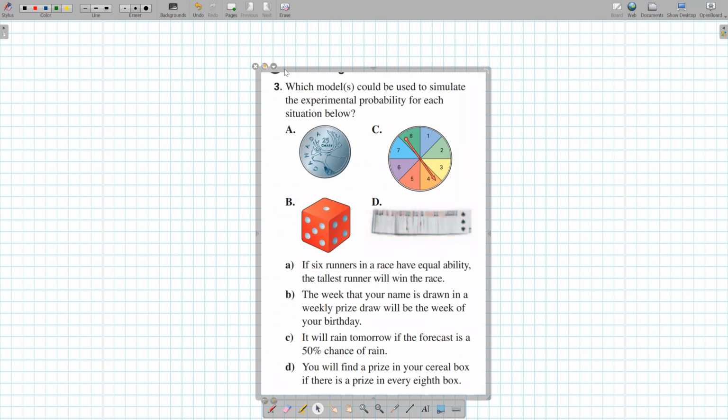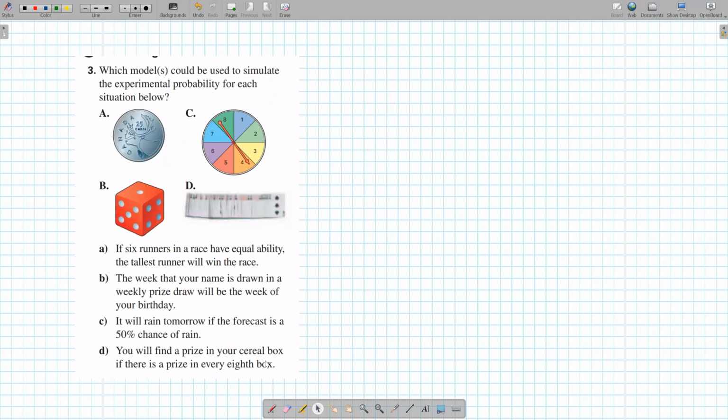This one says, which model could be used to simulate the experimental probability shown below? So we know the probability of this is 1/2, 1/6. This looks like a calendar, 1, 3, 6, 5. This is 1/8. Look at A, B, C, and D. Which option has a probability of half? C. So C is going to be a half. What about 1/6? A. There we go. What about option B? Which one would that be?